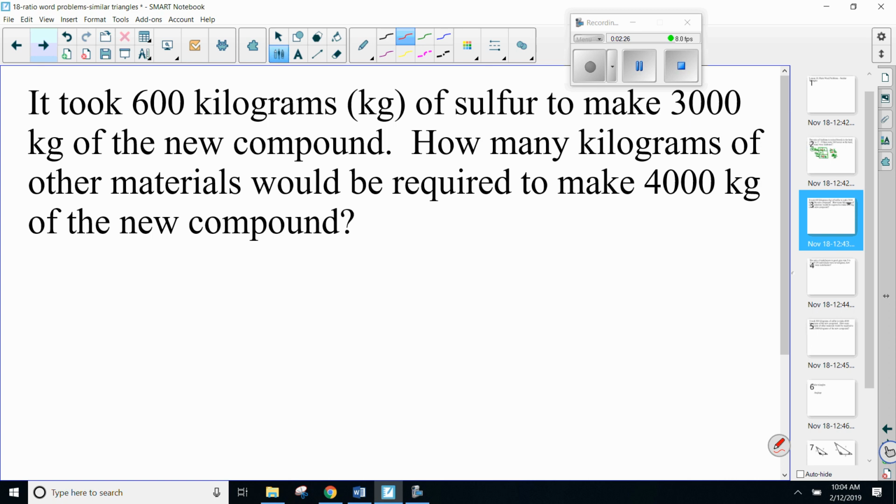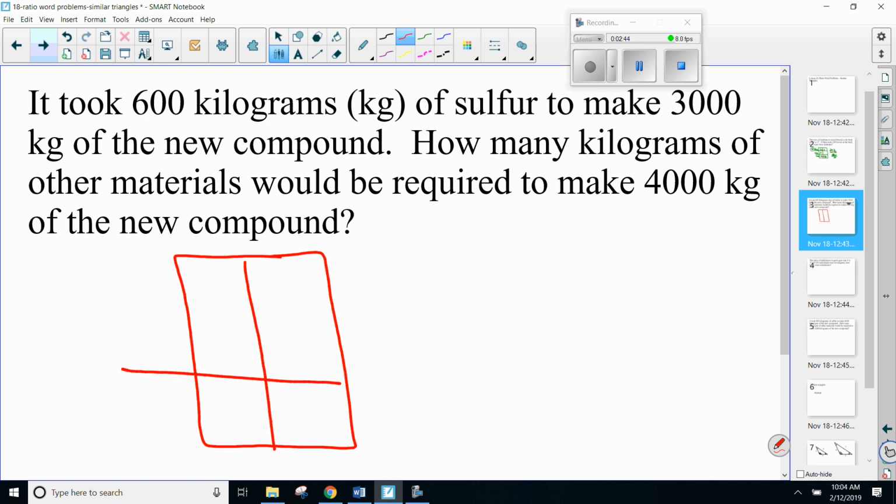Another way that you can use it is science oriented. If you take a look at this example, it took 600 kilograms of sulfur to make 3,000 kilograms of the new compound. So if you think about a box diagram for this one, to make a new compound, obviously you're going to add something to sulfur. So we have sulfur, and then we have other material that we're going to add to that, and that's going to give us a new compound.